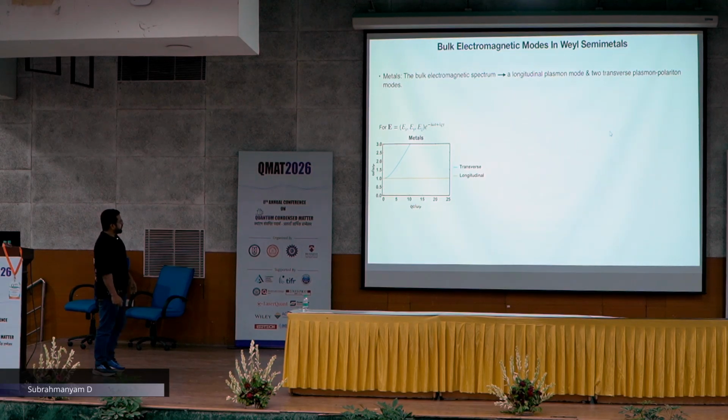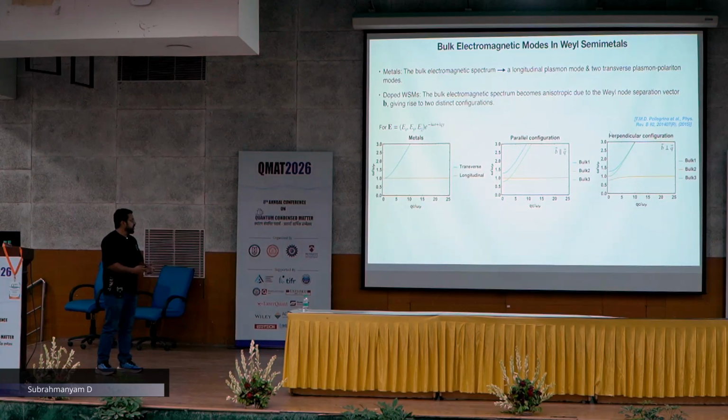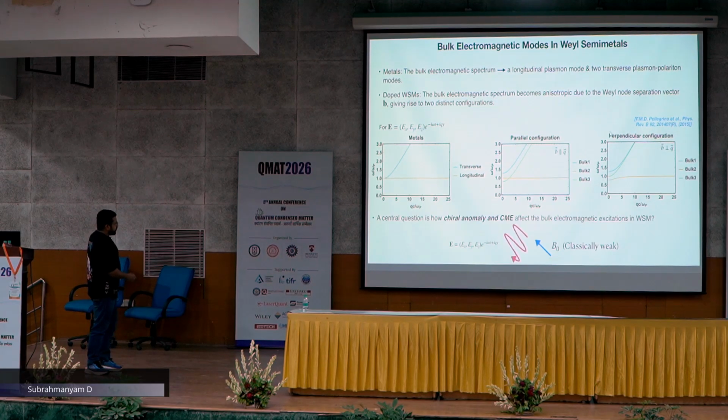So in metals and Weyl semimetals, we have three bulk electromagnetic modes. In metals, we have a longitudinal plasmon mode and transverse plasmon polariton modes. And in doped Weyl semimetal, the bulk electromagnetic modes do not have a longitudinal transverse distinction. It just gets mixed and becomes anisotropic due to the Weyl node separation vector b, which has already been done by Francisco Pellegrino and others in 2015. So one of the central questions we ask is how the chiral anomaly and chiral magnetic effect affect the bulk electromagnetic modes in Weyl semimetal.